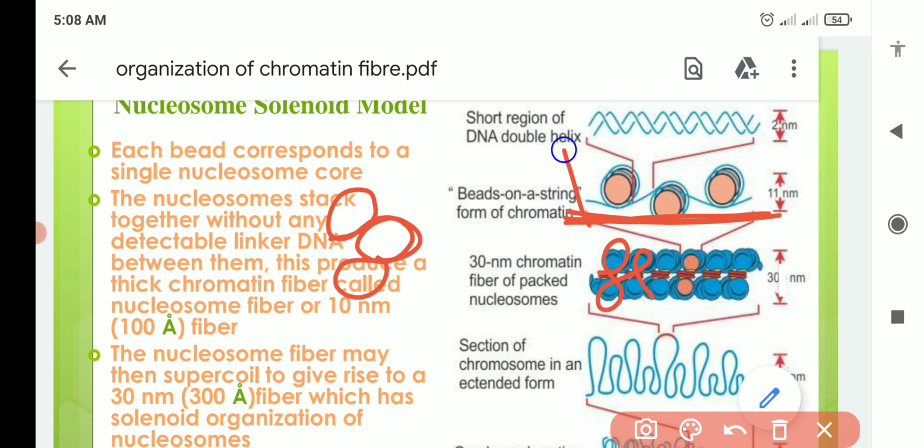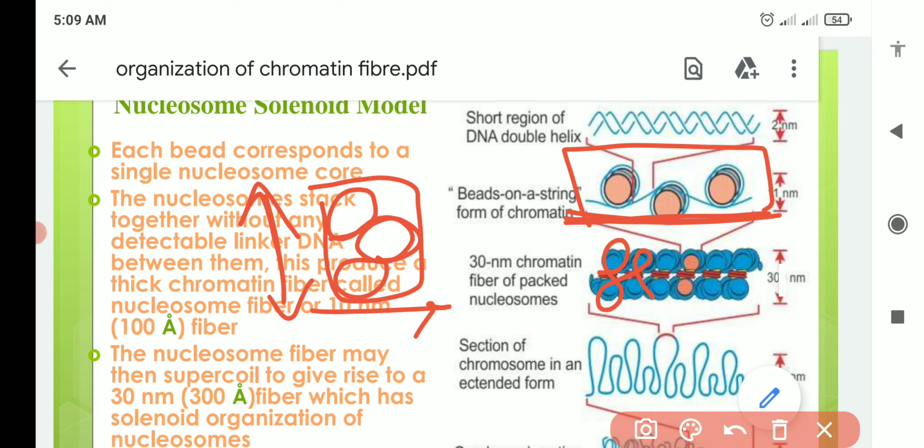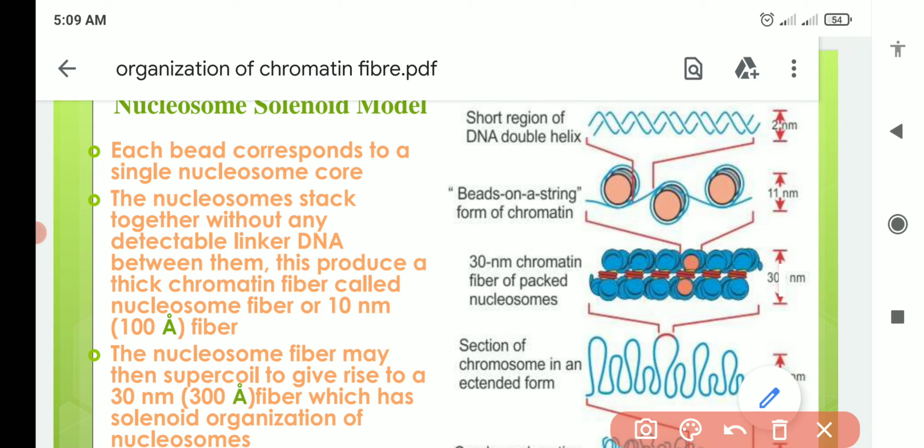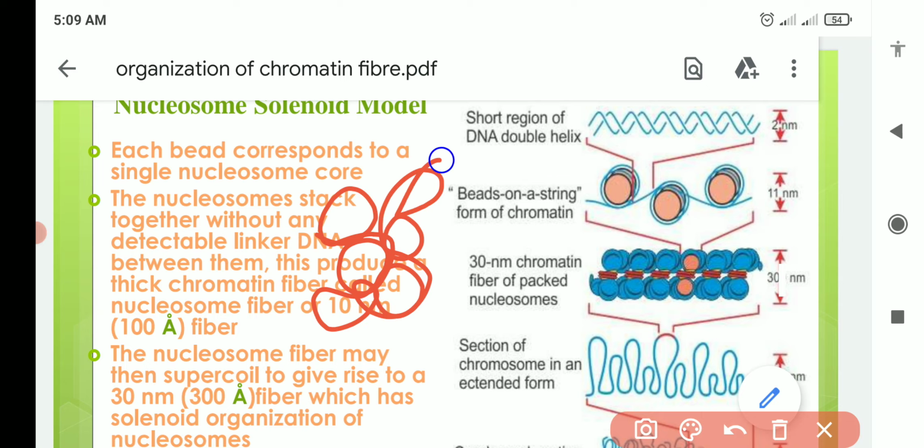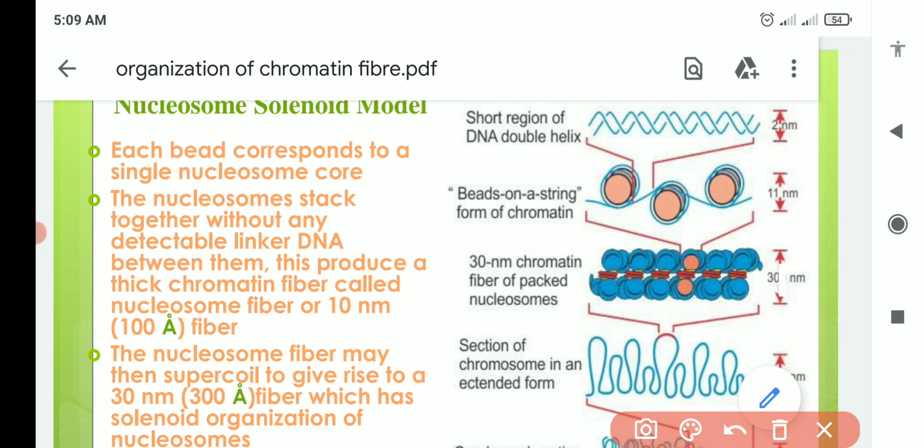So here you can see this much length is there, and it has come down to this much length. The length has been reduced and the width has been increased. Likewise, the coiling takes place, and this type of coiling of the histones is known as supercoiling. They will form the 30 nanometer diameter chromatin fiber. So ultimately it will get 30 nanometer diameter through supercoiling, and the chromatin fiber is formed.